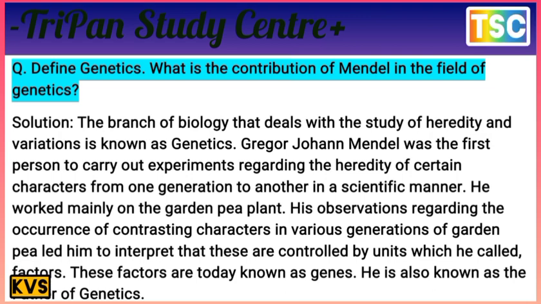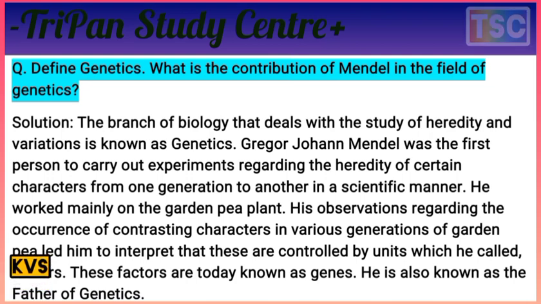Gregor Johann Mendel was the first person to carry out experiments regarding the heredity of contrasting characters from one generation to another in a scientific manner. That's important. He worked mainly on the garden pea plant.